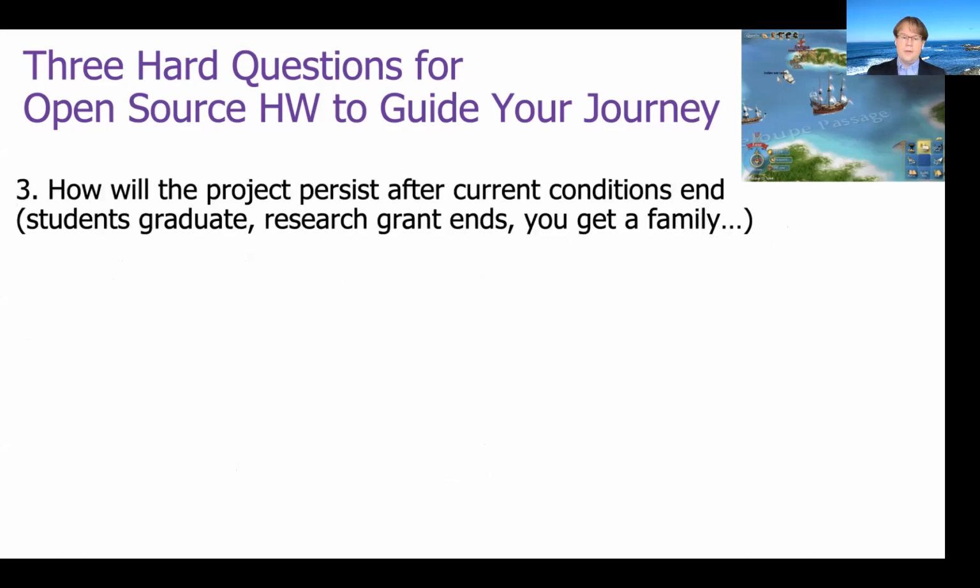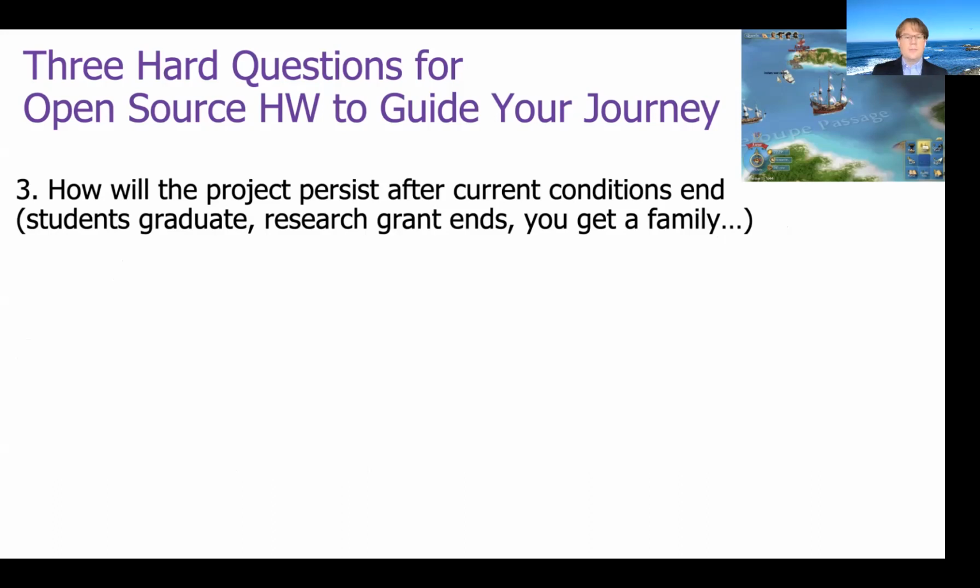And then this one is really intriguing, which is how will you make the project persist after whatever the current conditions are that created the open source project end? So it could be the key students graduate, the research grant ends. You get a family, don't have time to contribute half of your time to the open source project. These kinds of things could be the kiss of death for your open source project.